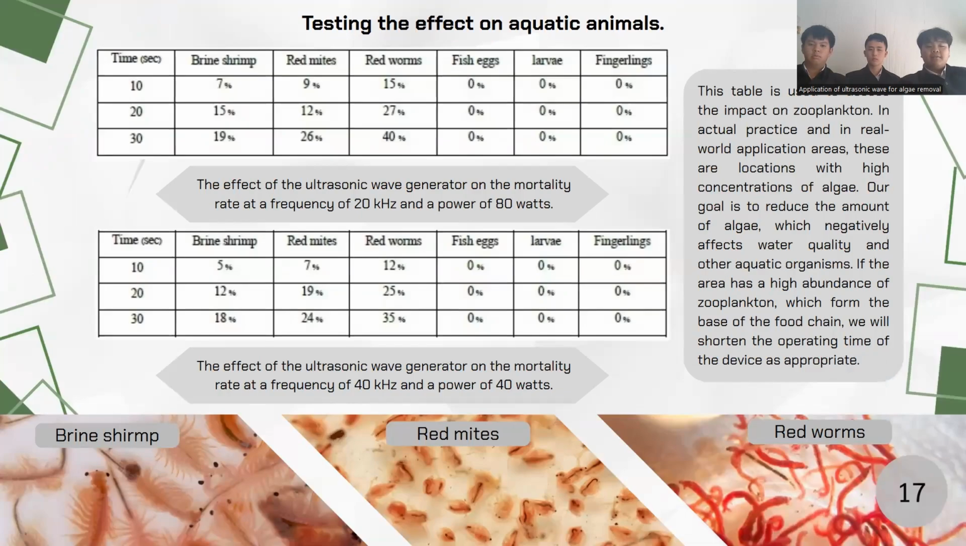Next, testing the effect on other aquatic life. These two tables show the impact of both ultrasonic frequencies on the mortality rate of other aquatic species with exposure lasting only 30 seconds. These tables are for 20 kHz and these tables are for 40 kHz. It is clear that both ultrasonic frequencies had an effect on zooplankton but did not affect the fish.